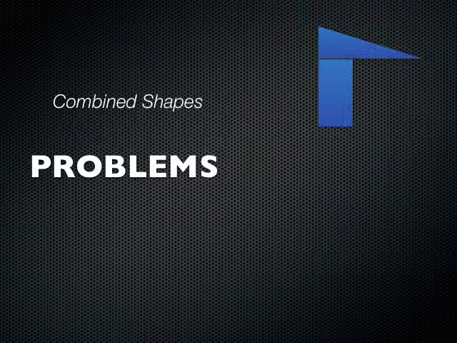Let's have a look at some problems. Some of the problems are with combined shapes. You get rather strange looking shapes, but if you look carefully you can actually divide them up between a rectangle and a triangle. Now the dimensions of this shape are those.